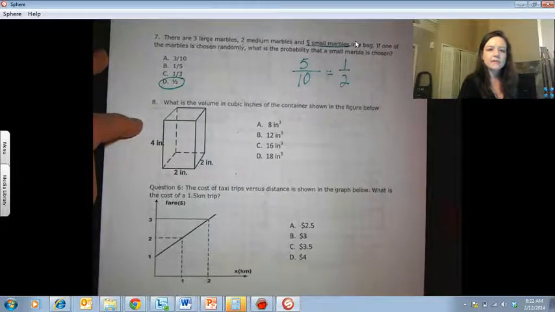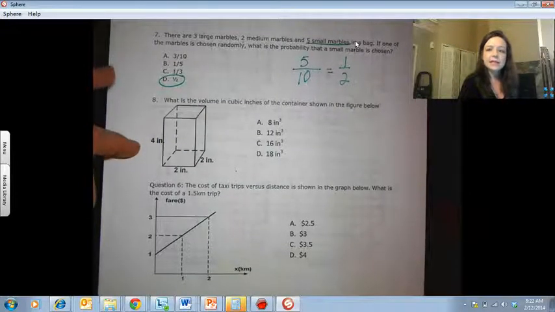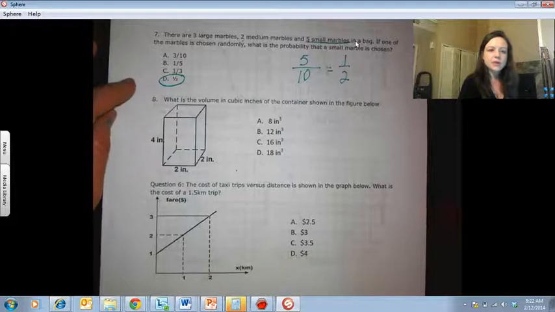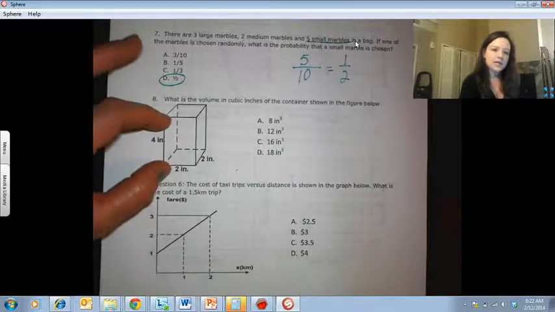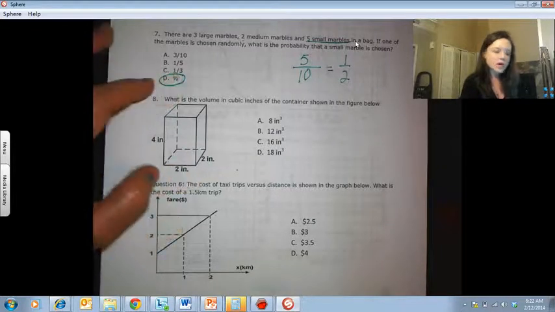Question 8, reviewing that formula for the volume of a rectangular prism. Here we have the base and the width of this are 2 times 2. That's a square, so that's going to be 4. And then we multiply it by how tall it is, which is also going to be 4. So 2 times 2 times 4 is going to be 16.